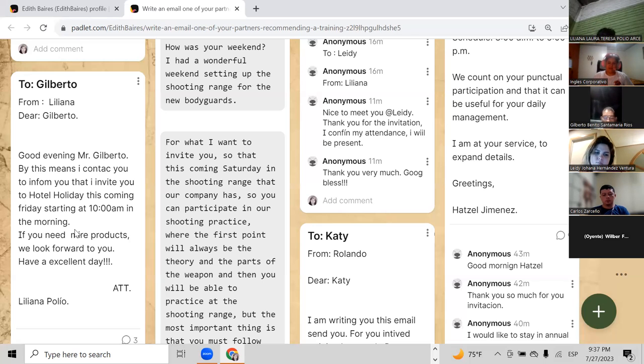Do you have another question, Gilberto? Yes. What is the topic for the training held this year? What is the topic for the training, Liliana? Because that information is not there. That is why it was important. The products for life, nutrition. Products for nutrition. Salud y nutrición. Health and nutrition. Okay.